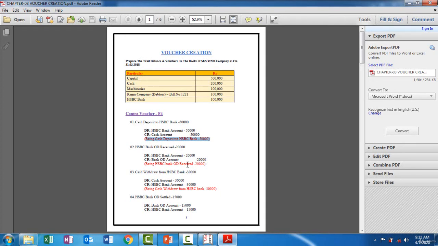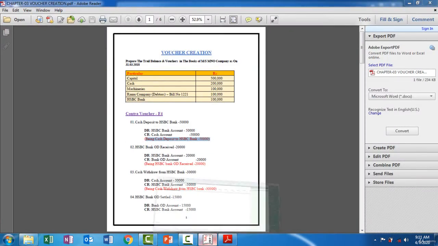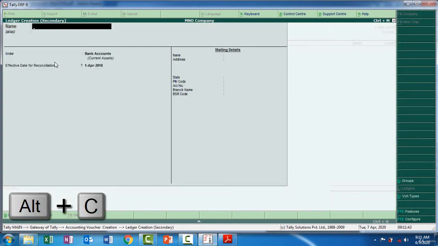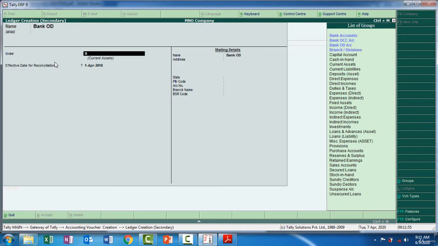So this is the double entry. So how can we enter it into the Tally software? In the Contra voucher, HSBC bank OD account credit, first bank OD account credit. There is no bank OD account, so we have to create it. If we want to create the ledger, Alt plus C, the ledger creation will appear. So we have to type here bank OD. It is coming under the bank OD account.